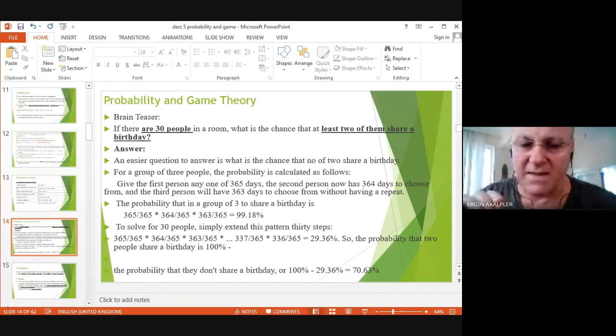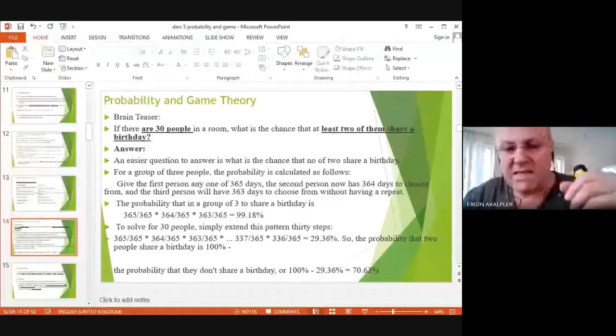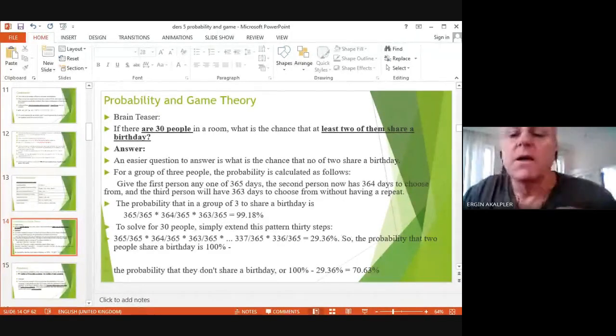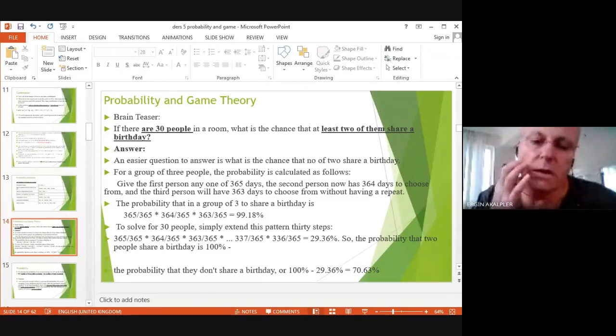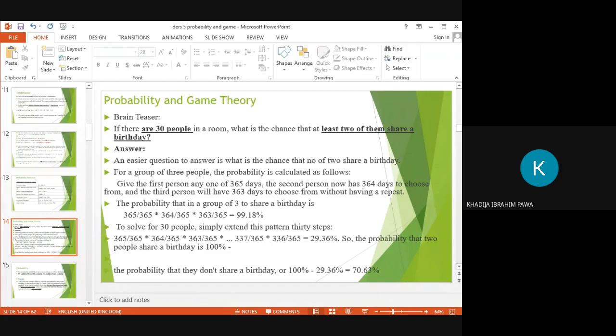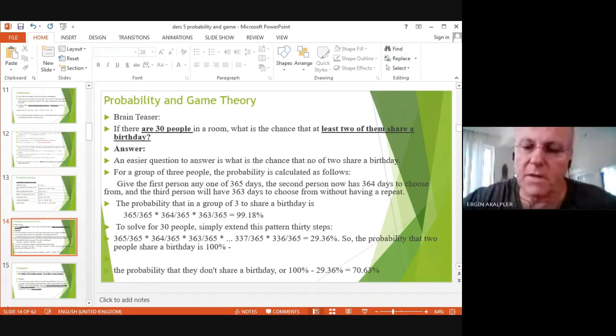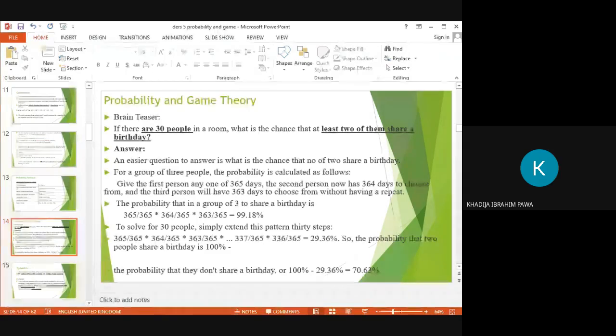Not certain people. Yes, I understand. And if this is asked of you for 30 persons, then you have to calculate this from 365 down to 30, right? Yes, sequentially, exactly, consecutively. That will give you the 30 persons, 29.66.